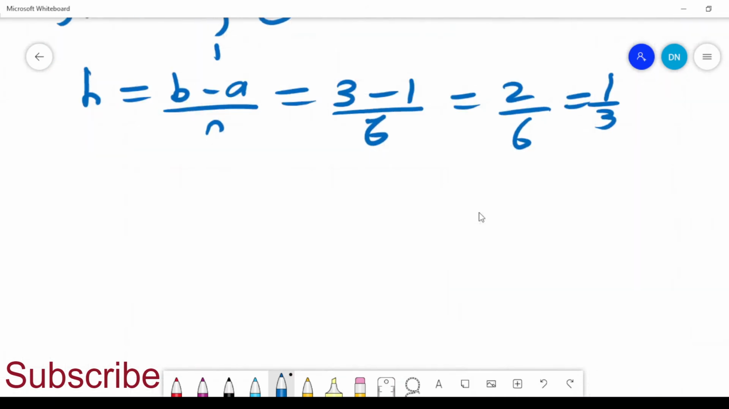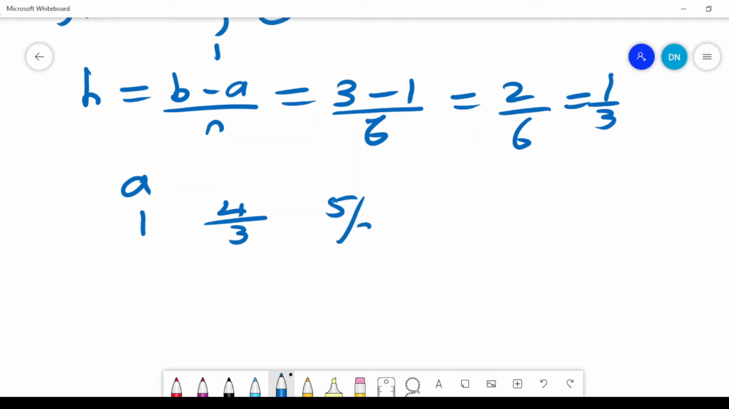The next step is now we go on, and our first value is a, which is 1. And we give it an increment of h. So 1 is 3 over 3, then 4 over 3, 5 over 3, 6 over 3 is 2, 7 over 3, 8 over 3, and 9 over 3 is 3. And that makes our b.